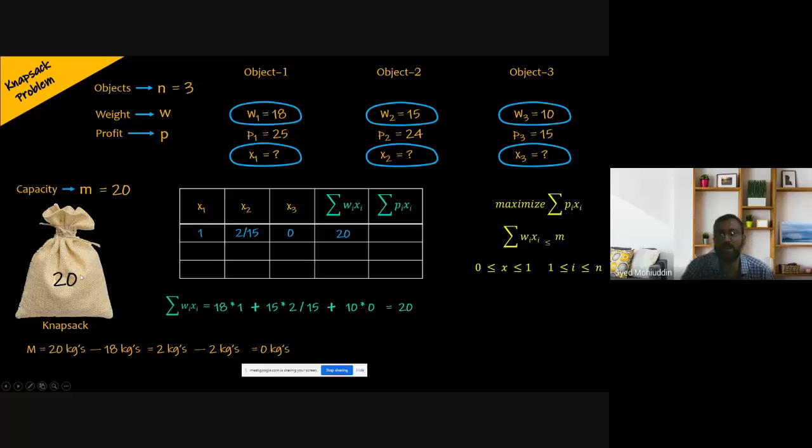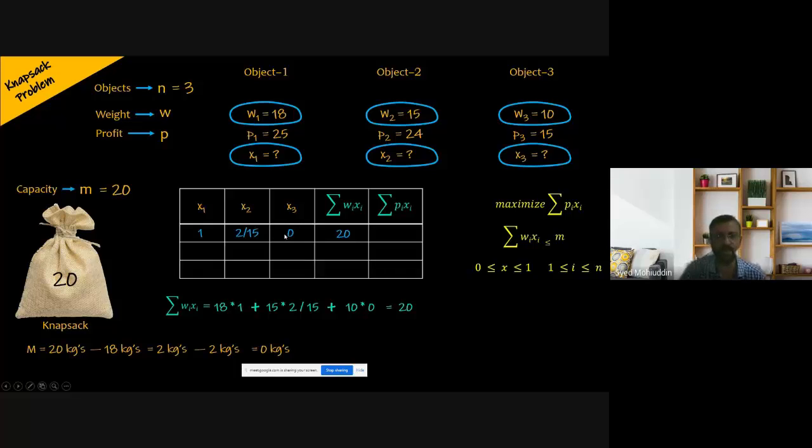So what will be the fraction? The fraction will be the remaining capacity, that is 2, divided by the weight. Because we can only fill up 2 kgs of object 2, the fraction x2 will be 2 by 15. Then when 2 kgs of object 2 is filled up, the remaining capacity is 0. So can we fill it with object 3? No. So the fraction of object 3 is 0.